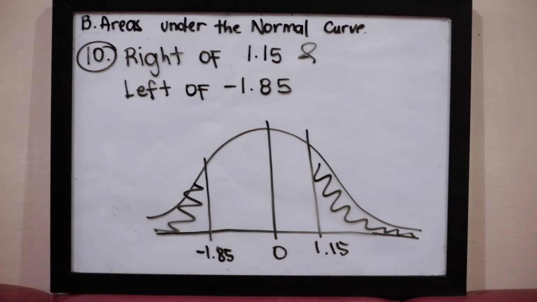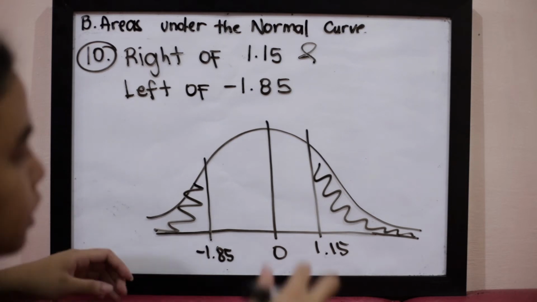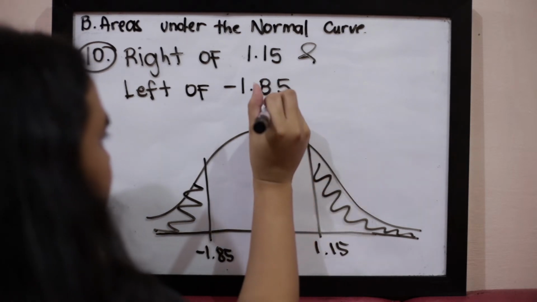Next, you go to the table. In the table, what it reflects is, again, from 0 to the given z-score. So, 0 to 1.15, the area is 0.3749.